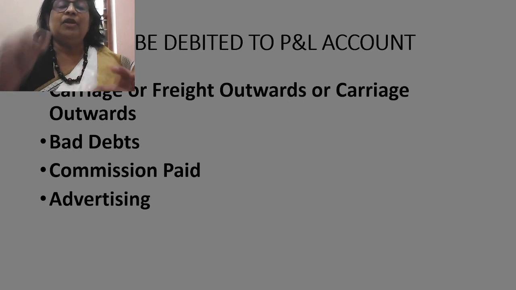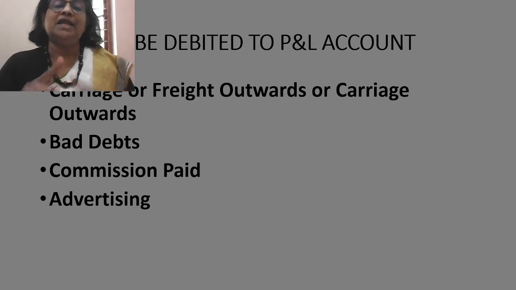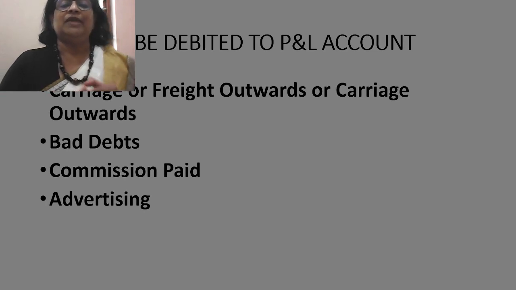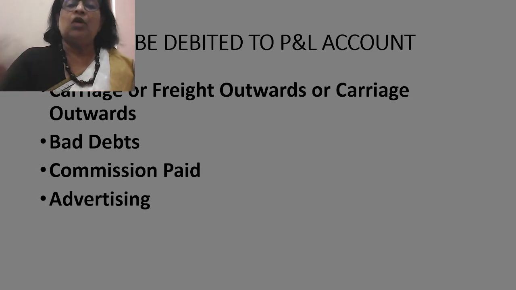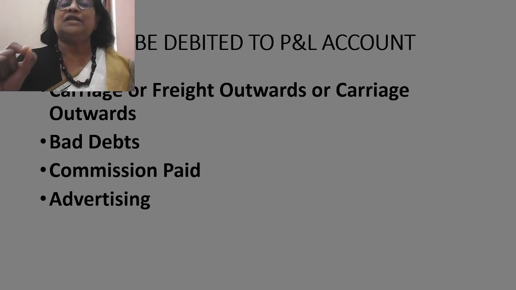When you are bringing material to the factory, that is carriage inwards. That item we take in the trading account. Here it is carriage outwards. This you are incurring for selling the item, selling to the business unit. So that is carriage outwards. That is an indirect expenditure. It will be debited to profit and loss account.